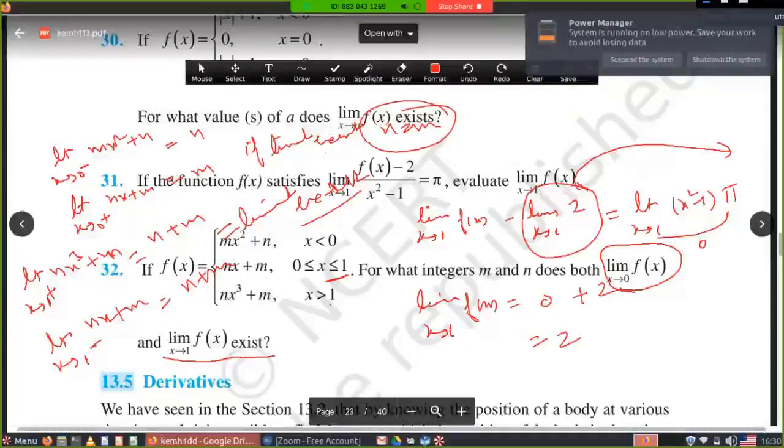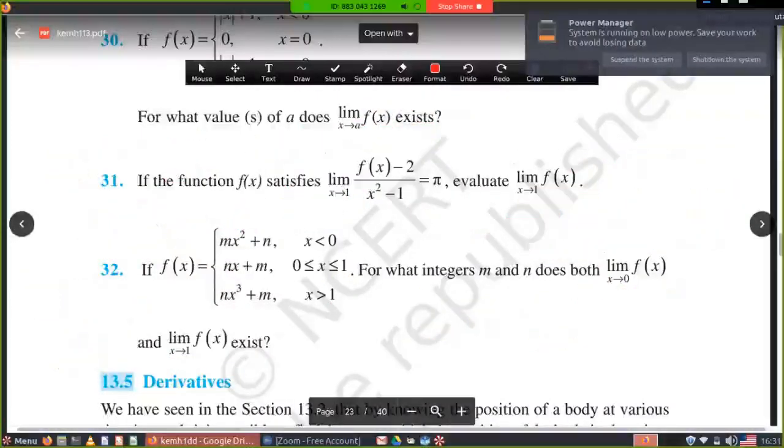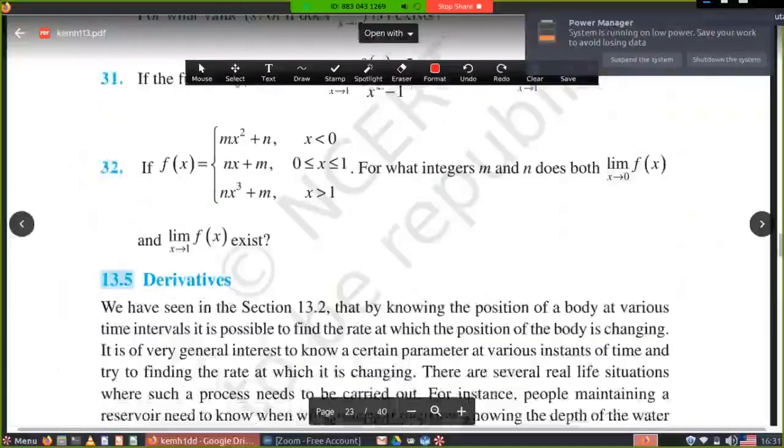These are the questions of exercise 13.1. I hope you can do the questions of this exercise now. What is the limit process? How to apply the limit on the given questions? Try all these questions. Now the next topic is derivative.